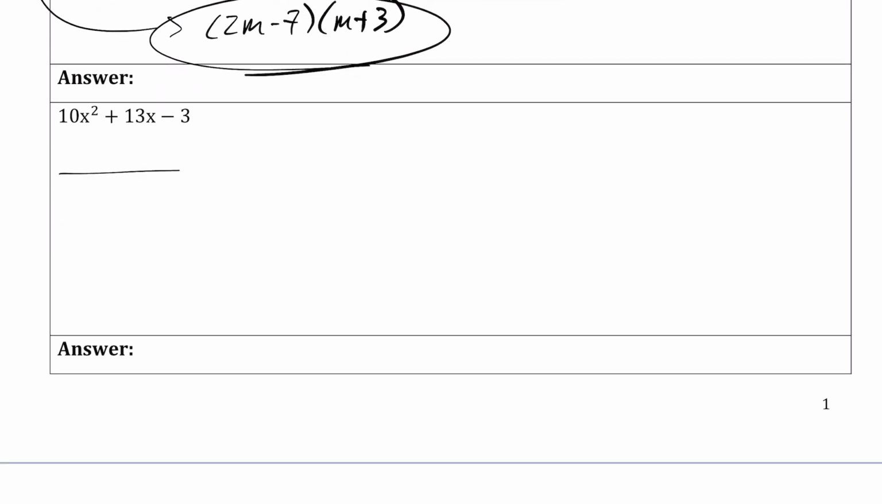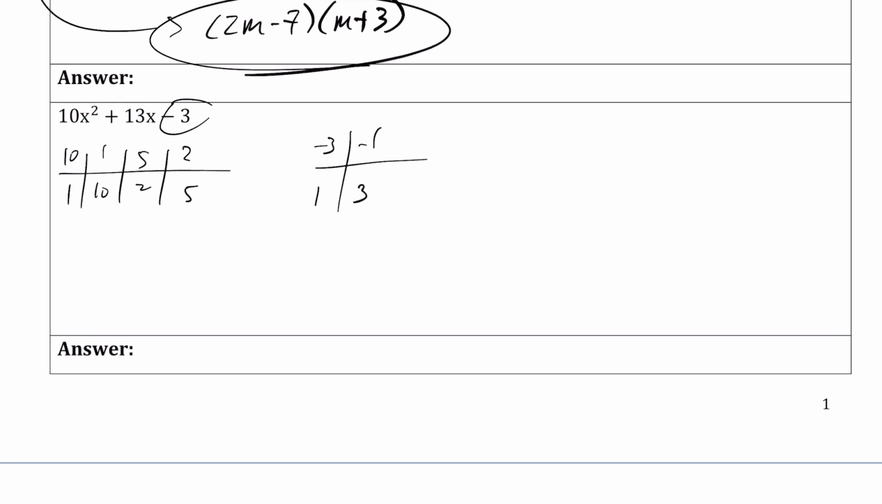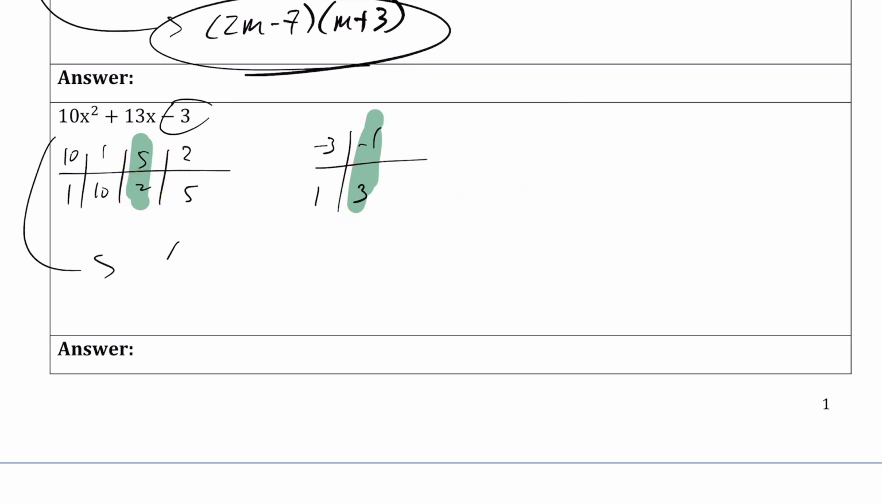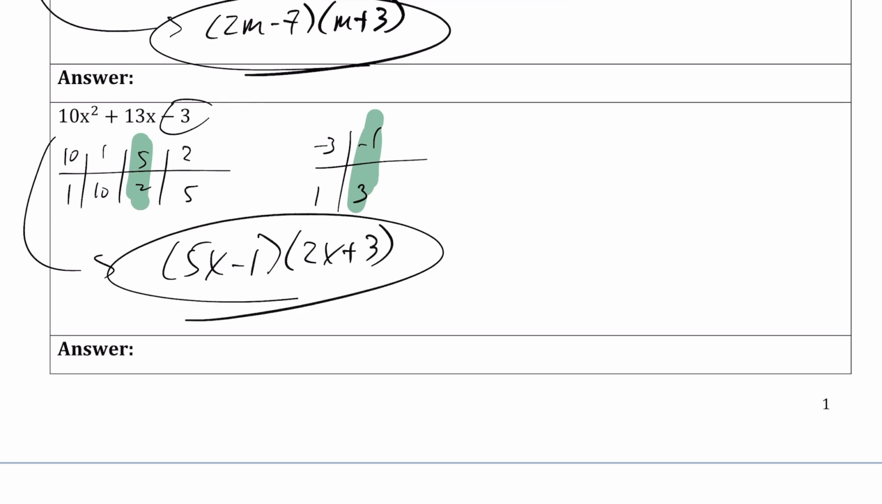So for this problem here, same idea. We want to go to charting. So this is 10 and 1, 1 and 10, 5 and 2, and 2 and 5. And then the factors of minus 3 are going to be negative 3 and 1 and negative 1 and 3. So again, I'm trying to find columns that give us a 13 when we do our math on this. And quickly you'll find these two are the ones that work because 5 times 3 is 15 and 2 times negative 1 is negative 2. Add these together, you do in fact get your 13. So this will factor into 5x minus 1 times 2x plus 3. And that one is done.